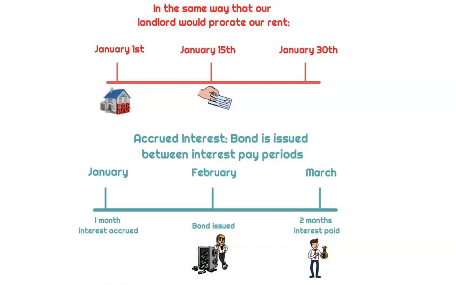So the portion of this payment that represents the period in which we do not own the bond is going to represent our accrued interest. That's the first 15 days on the rent. So we're not paying for the amount that has been accrued.